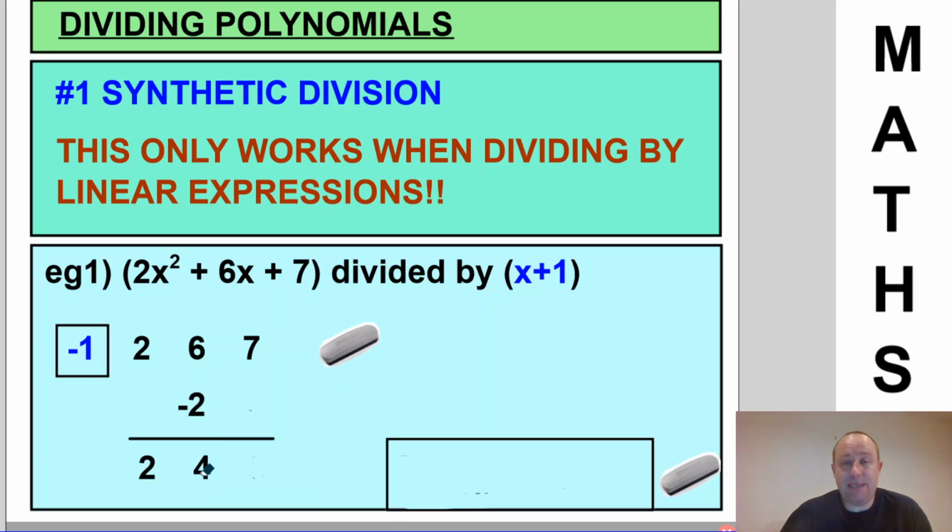And then you just repeat the same process again. So 4 times negative 1 is negative 4. Add these two terms together, and that will give you positive 3.